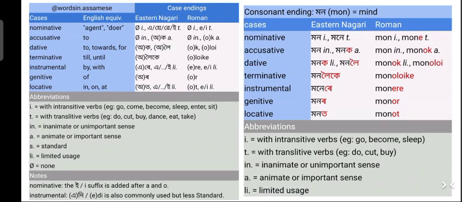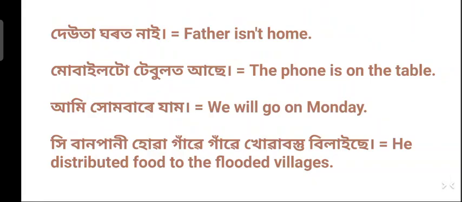Some examples. Here are examples of the locative case. Deuta gharat nai. Father is not home. Deuta means father. Gharat means at home or in the house. Nai means not, or no, or is not there. Deuta gharat nai. Father is not home, or father is not in the house. Gharat means in the house.